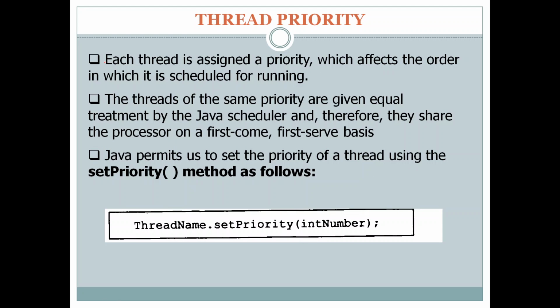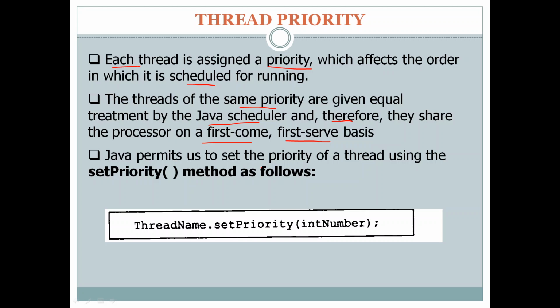Now, thread priority: each thread is assigned a priority, which affects the order in which it is scheduled for running. We can assign some priority to the threads, which affects the order in which the scheduler schedules the threads. The threads of the same priority are given equal treatment by the Java scheduler. Threads with the same priority are given equal opportunity, and therefore they share the processor on a first come first serve basis, that is FCFS.